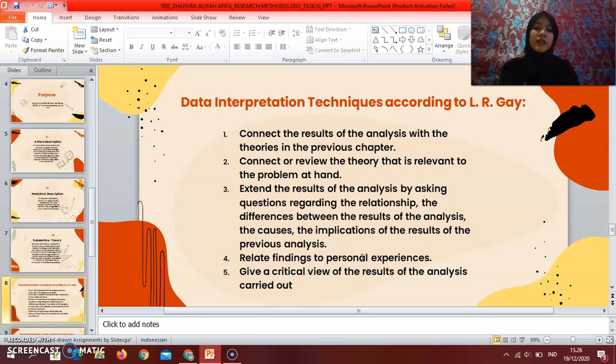Fourth, relate findings to personal experience. Fifth, give a critical view of the results of the analysis carried out.